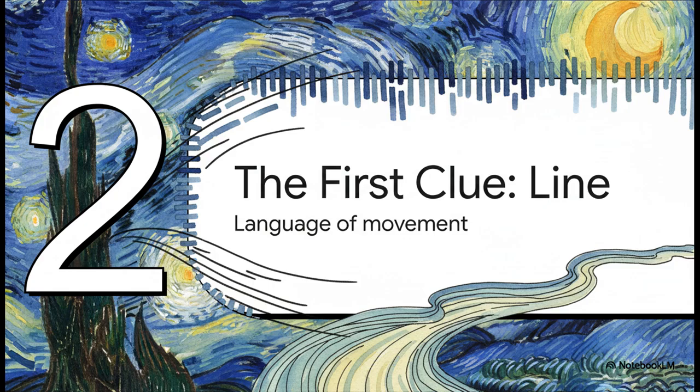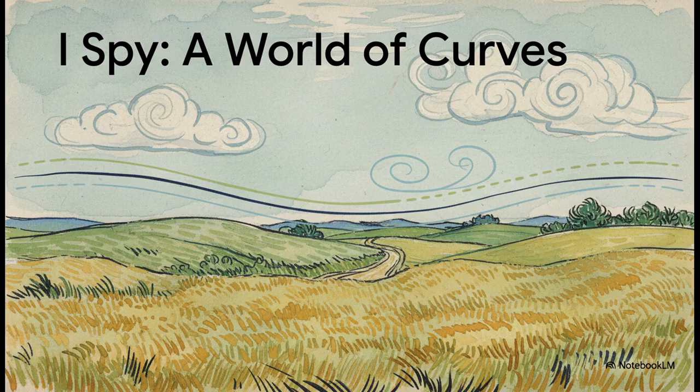All right, let's grab our first clue, line. Lines are literally everywhere in a painting, but they do so much more than just outline shapes. They're what direct our eyes, what create a sense of rhythm, and what give the whole piece its energy. So come on, let's play a little game of I Spy and see what kinds of lines Van Gogh has hidden for us in here. Okay, whoa, I spy curves just about everywhere. Seriously, almost nothing in this scene is a perfectly straight line.